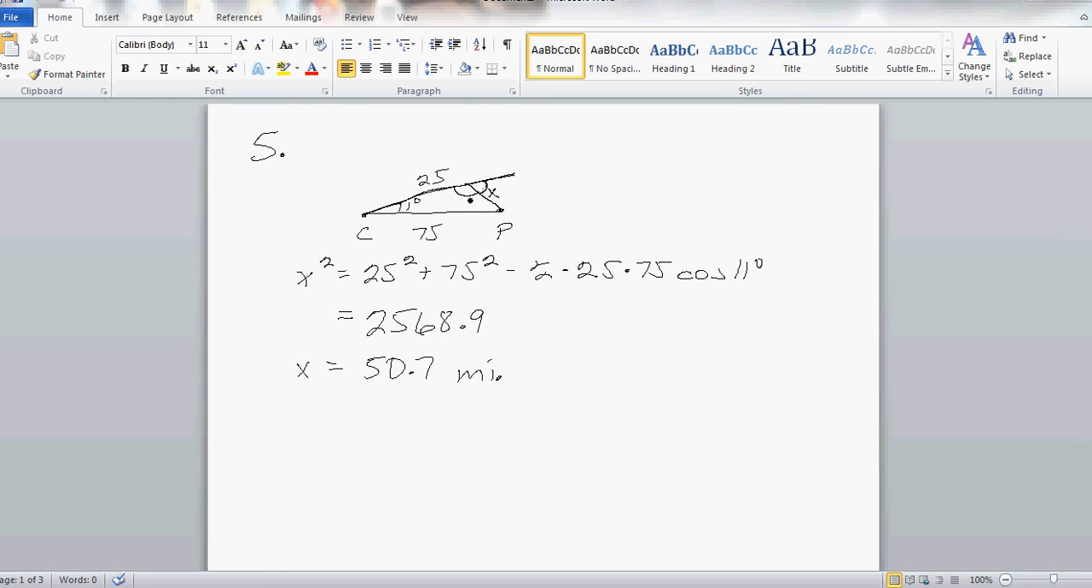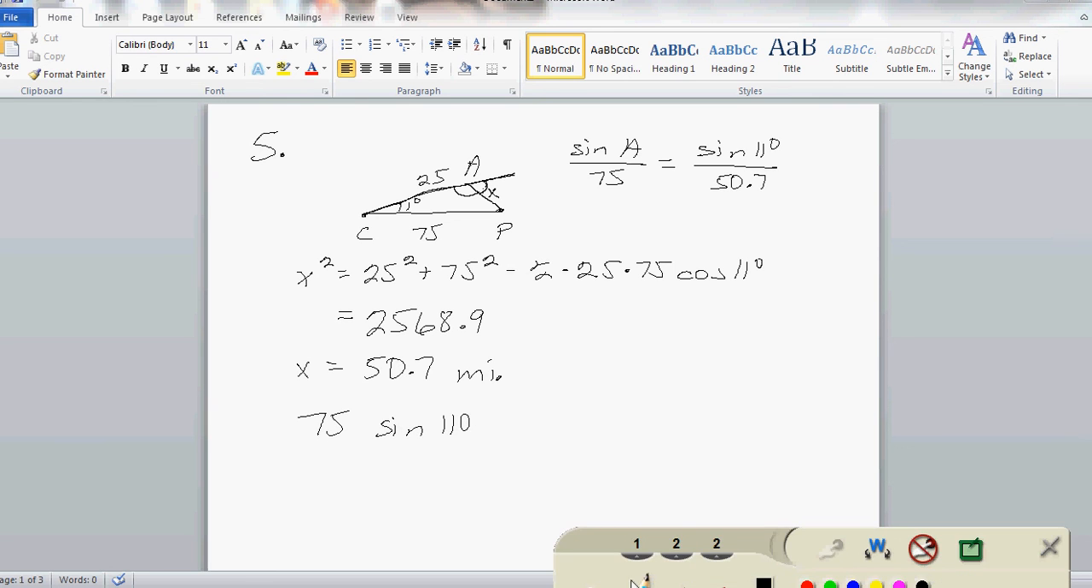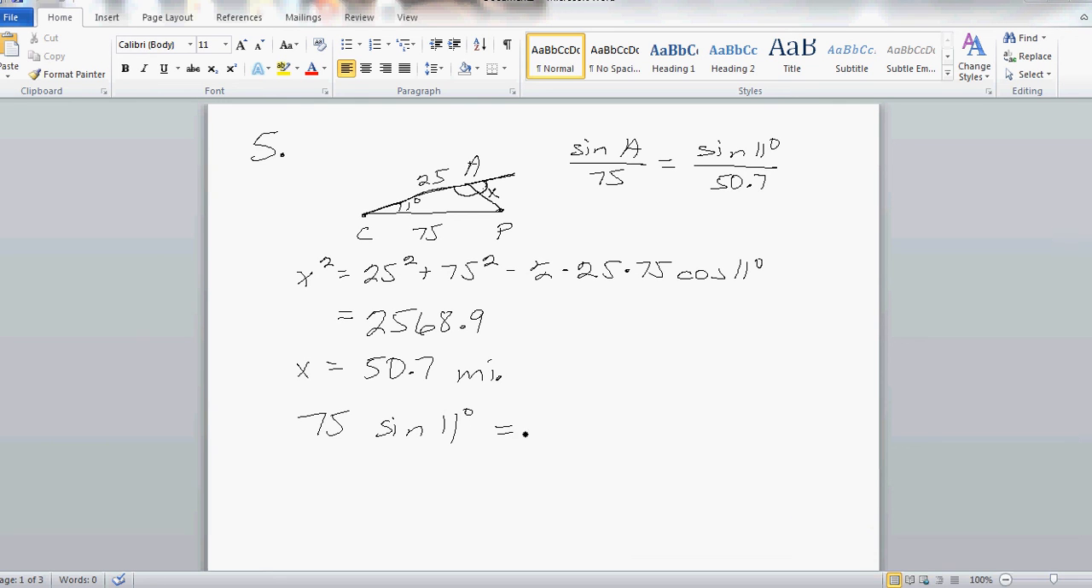So to find this angle right here, I'm going to call that A, because that's the airplane. So the sine of A over 75 will equal the sine of 11 degrees over 50.7, which we just calculated. And then all we have to do is find A. So we're going to do cross products. 75 sine of 11 degrees equals 50.7 sine of A.